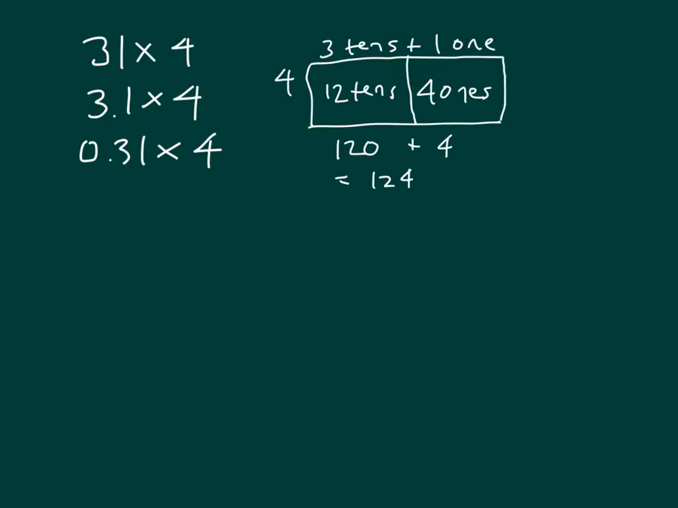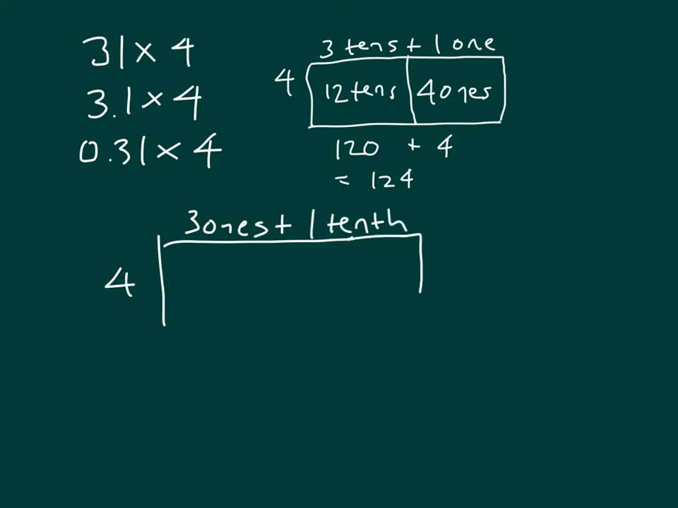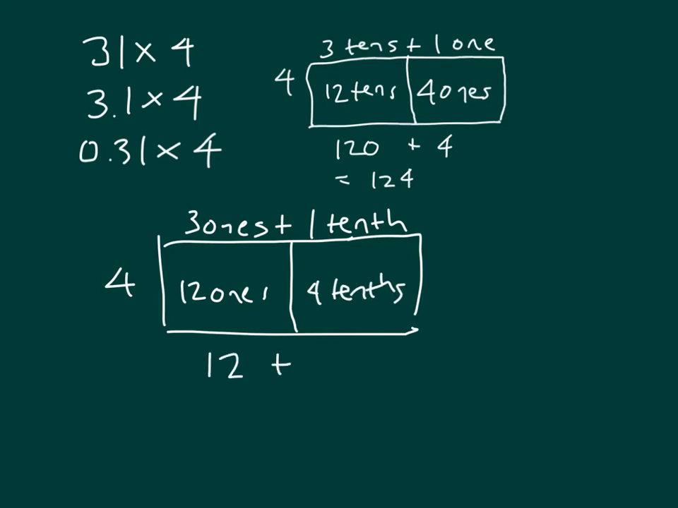For the second problem, that's 4 multiplied by 3 ones with 1 tenth. Four times 3 ones is 12 ones. Four times a tenth is 4 tenths. We write that out. 12 ones with 4 tenths equaling 12.4.